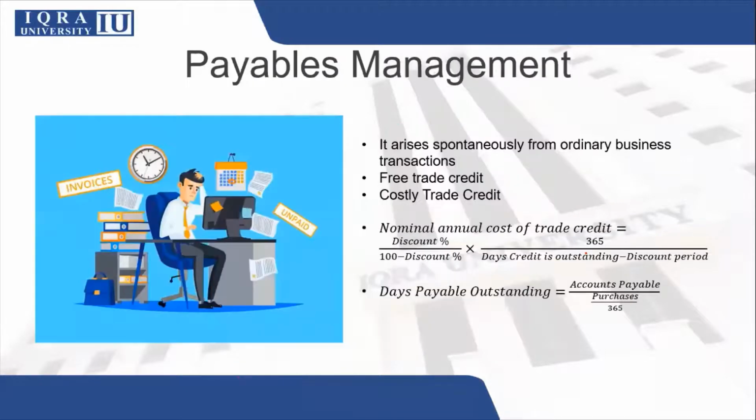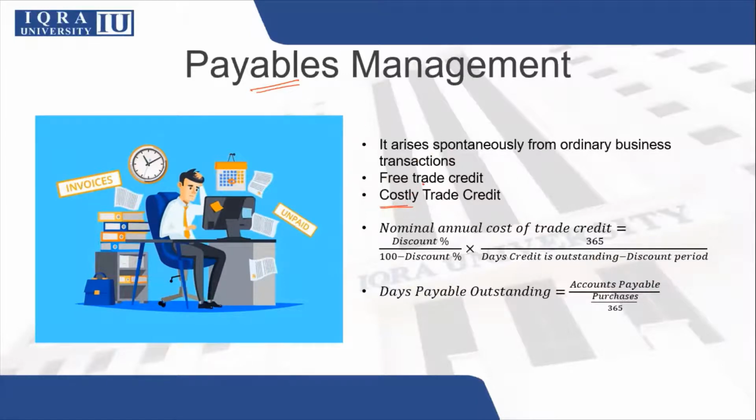Now, moving ahead. Payables management. So payables are your suppliers to whom your payment is still due. It also arises spontaneously from ordinary business transactions. And there are two components to it, free trade credit and costly trade credit. Basically, people assume that payables is a free form of trade credit, but that is not true. We will see through an example that even your payables might have a cost attached with it.